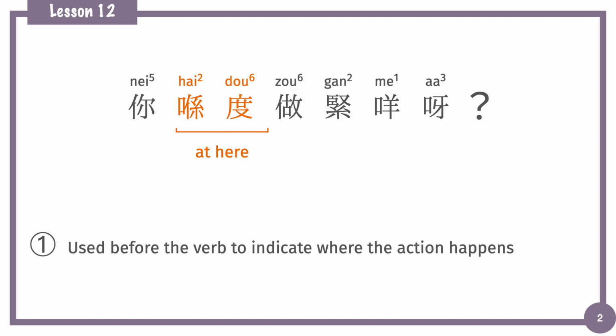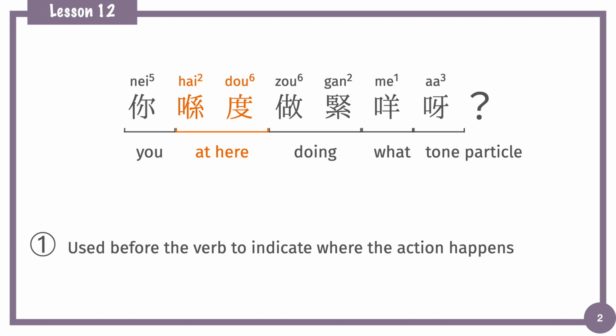你喺度做緊咩啊？你 means you, 喺度 at this place, at here. 做緊 doing. 咩 is the question word and then 啊 is the tone particle. 你喺度做緊咩啊？ What are you doing here?